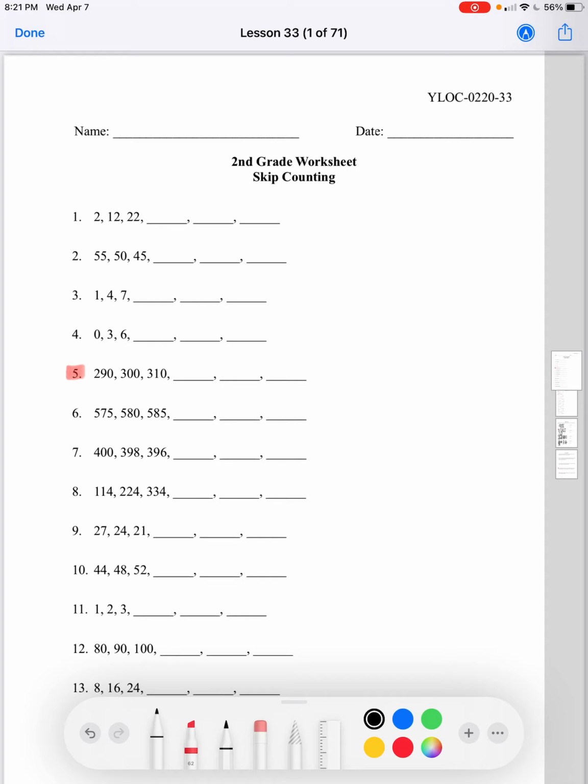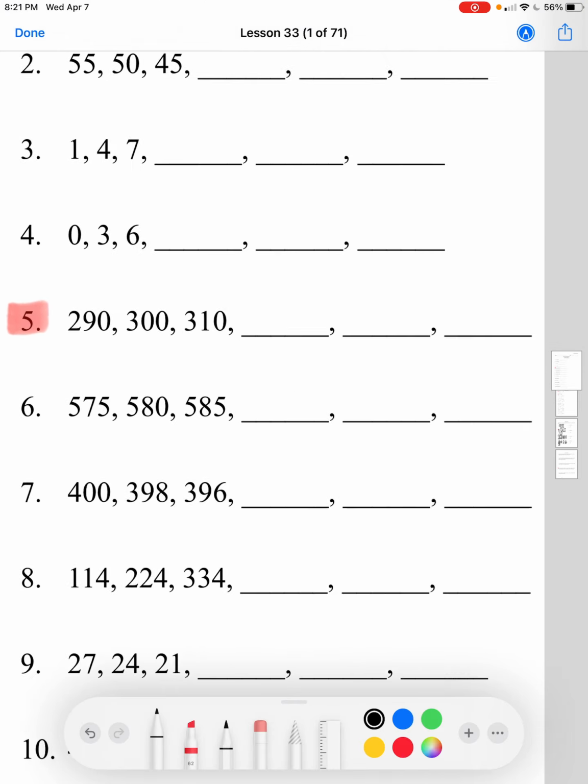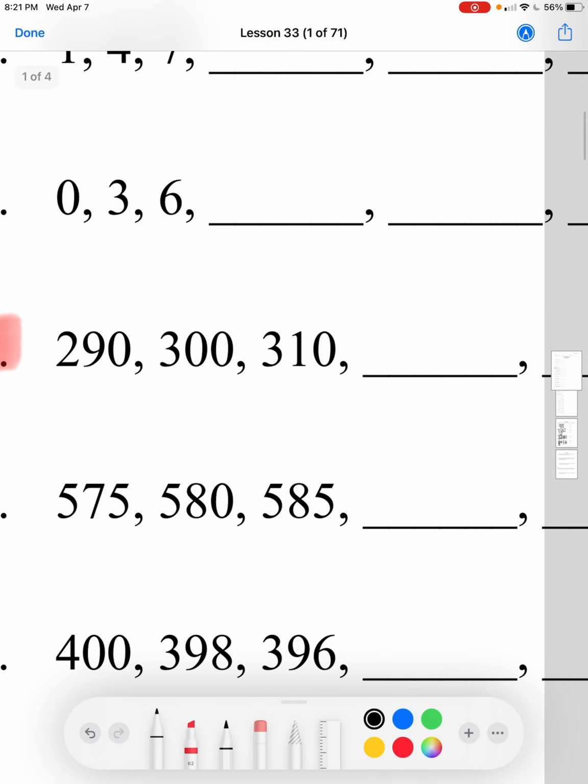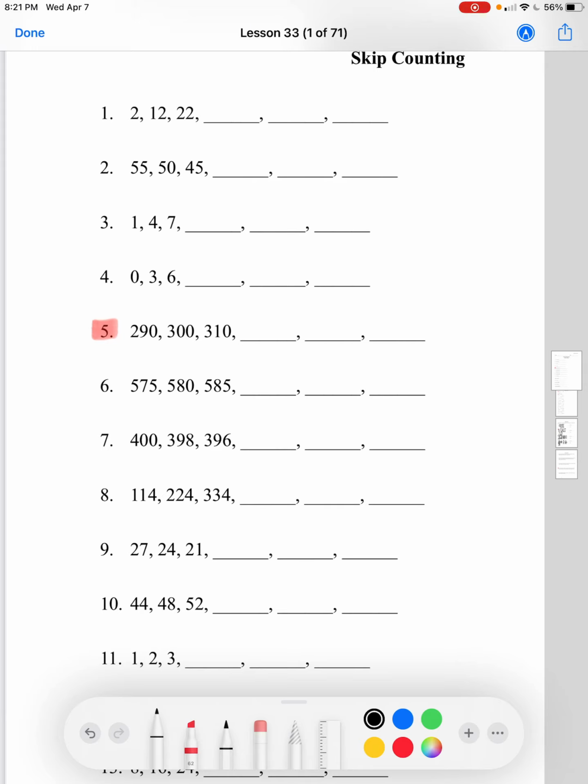So let's start with our first page, skip counting. Let's go over one example for this. Number 5, we have 290, 300, and 310. And we're going to first find the pattern. Then we're going to apply the pattern to find the next 3 numbers.